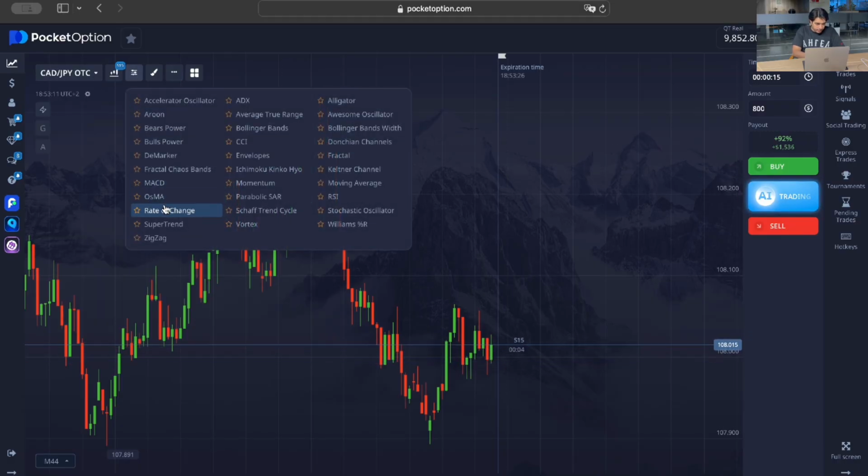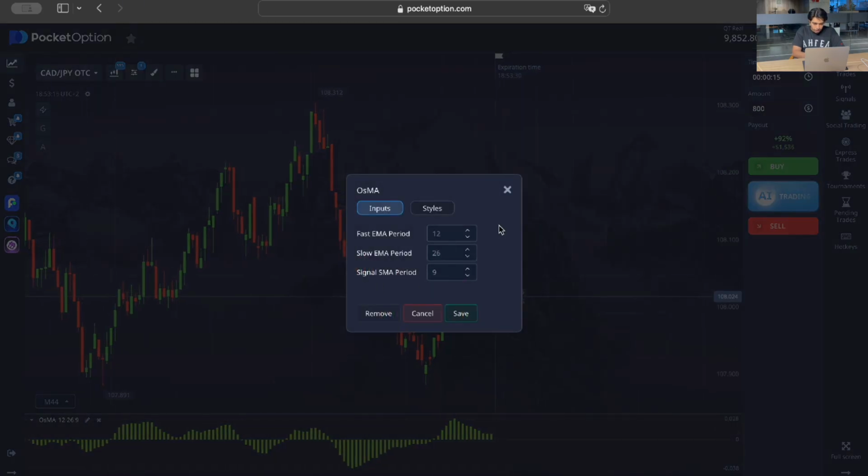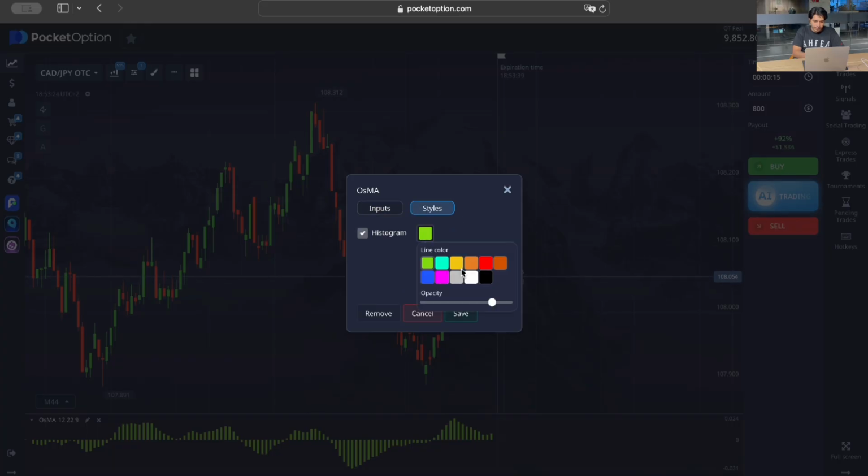Place the indicator, that is OSMA, and all you need to change is to make it 12 and 22, and keep the period the same, default style and everything. That's it, into the green, and save it.